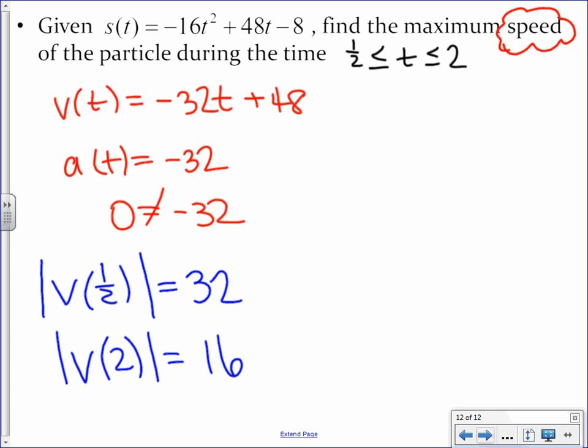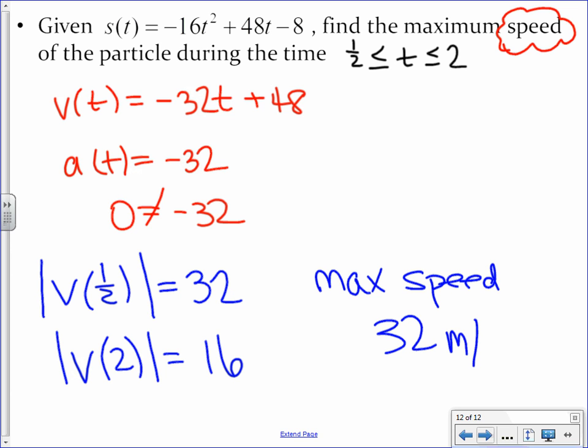So what is our maximum speed? Okay, so our max speed. You're also going to see a lot of meters per second. You're going to see either feet per second or meters per second. Kind of forgot about the meters. Okay, you'll see both.